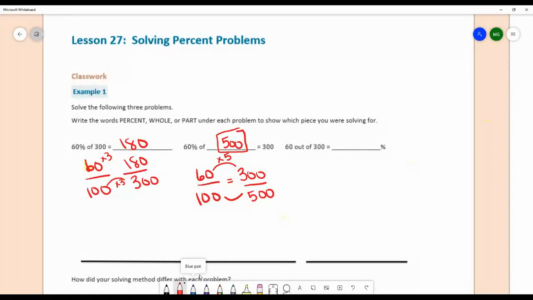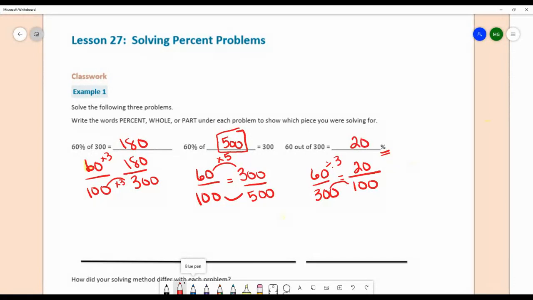And then in the last one, 60 out of 300. So totally different. Okay, so we have 60 out of 300, and it wants to know what percent that is. Do you see that? So we put that percent. Remember that in order to find a percent, we have to have our 100 on the bottom. So how do I get from 300 to 100? Awesome. Divide by 3 up top. 60 divided by 3 is 20. So there's our 3 answers.